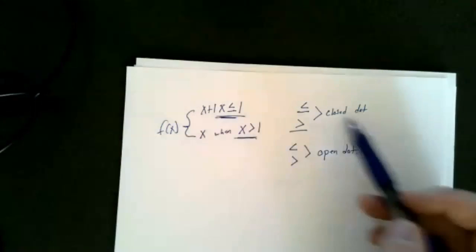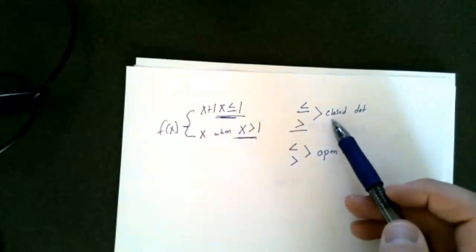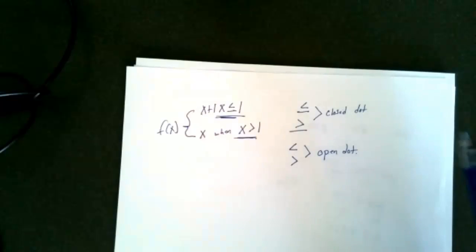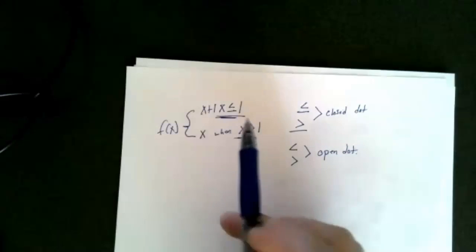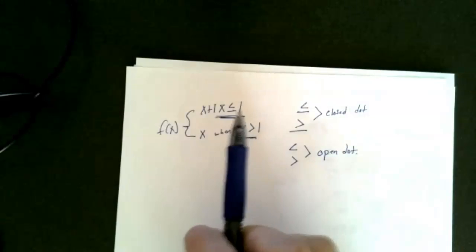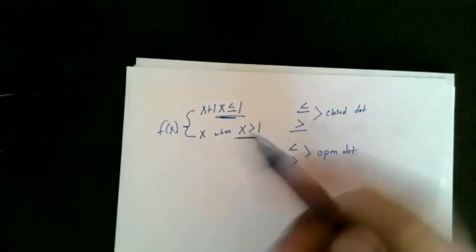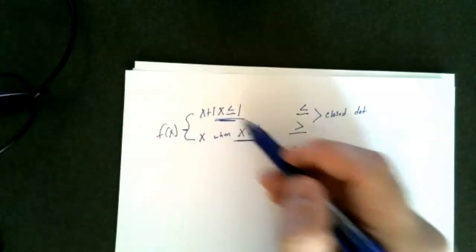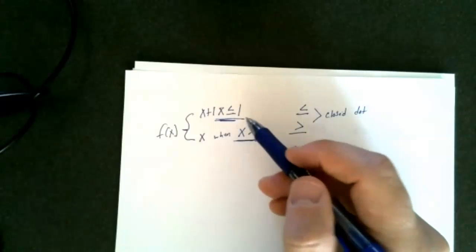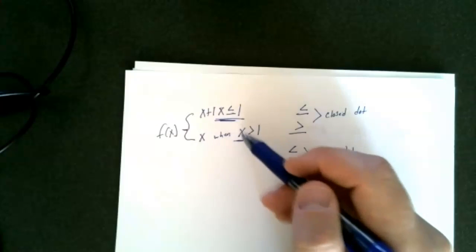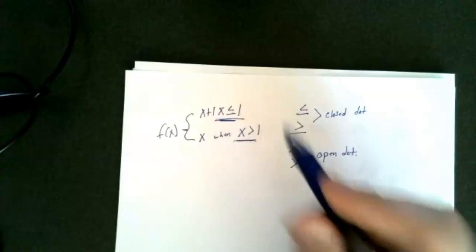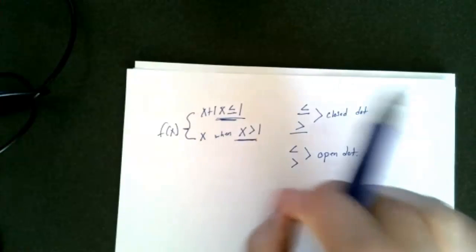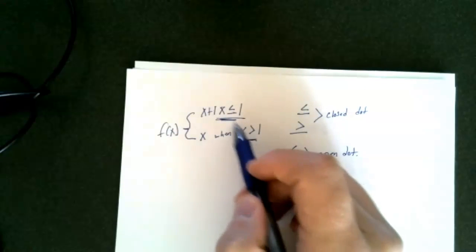Okay, this is a key item, making sure you have a closed dot in the correct area and an open dot in the correct area. The piecewise functions really aren't that difficult. We just have to be very detailed about where our domain begins, where our domain ends. Okay, so we really want to be on point there.